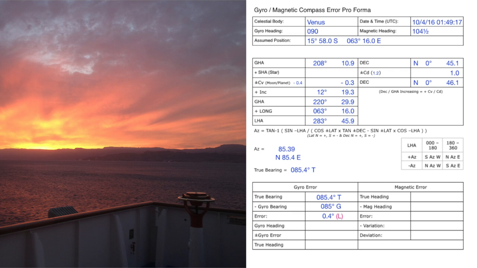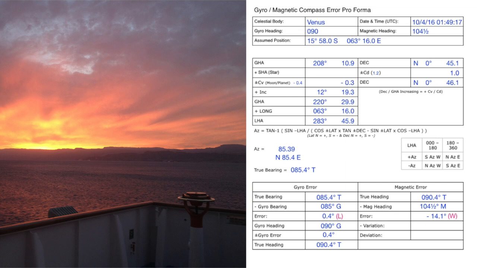Now we can work out our magnetic compass error and deviation. We know our gyro heading was 090, so when we add our gyro error, we get a true heading of 090.4 degrees. We know the magnetic heading was 104.5 degrees, so we can subtract this from our true heading, giving us a magnetic error of negative 14.1 degrees, which as it's negative, we name west.